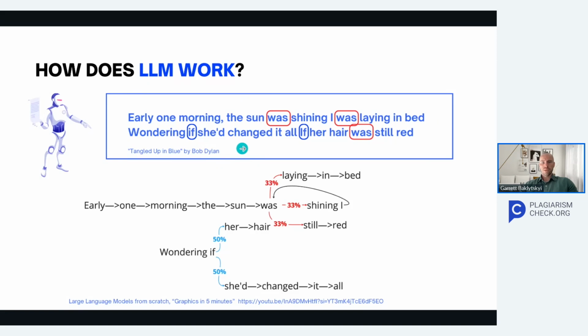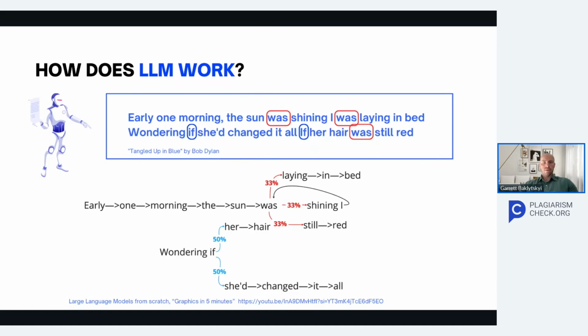In this example, we take 2 sentences from Bob Dylan's song. These sentences are remarkable because they have the same words appearing several times. We have the word "was" that appears 3 times, and every time after this word, we have another unique word. Unique word meaning that we do not have a combination of "was" with the same words. It happens only once. So we have 3 words: shining, laying, and still. The same with "if." We have a unique word coming after "if" every time in these 2 sentences.